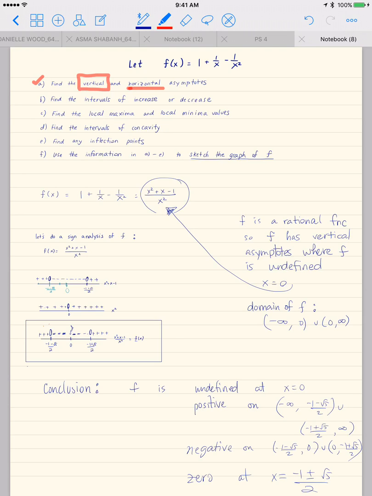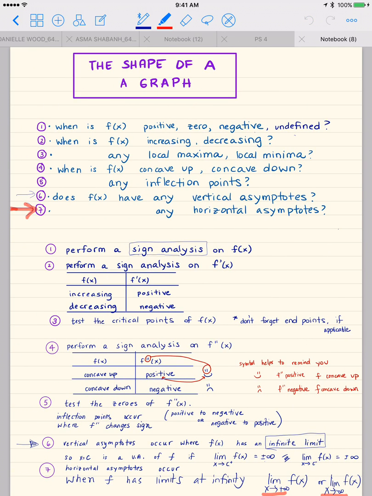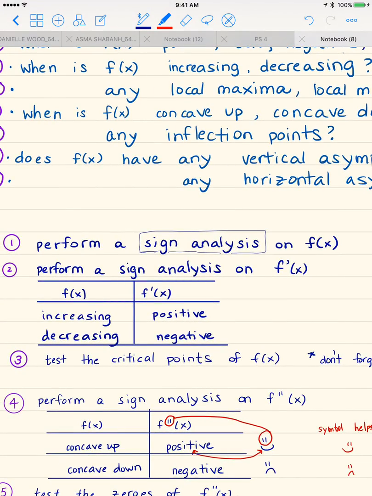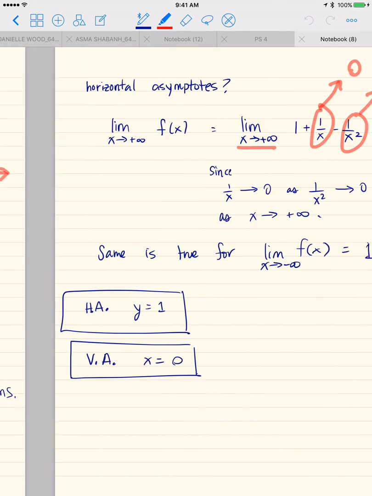Now, determine the intervals where the function f of x is increasing or decreasing. So this is number 2. So to find out when a function is increasing or decreasing, what do we do? Perform a sign analysis on the derivative of f. So f is increasing if f prime is positive, and f is decreasing if f prime is negative. So of course this means we need to actually calculate f prime. So f of x is 1 plus 1 over x minus 1 over x squared.